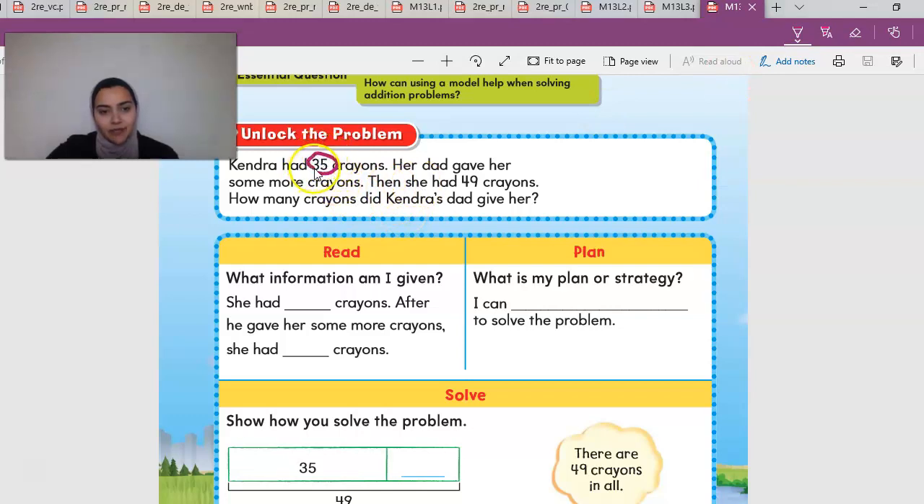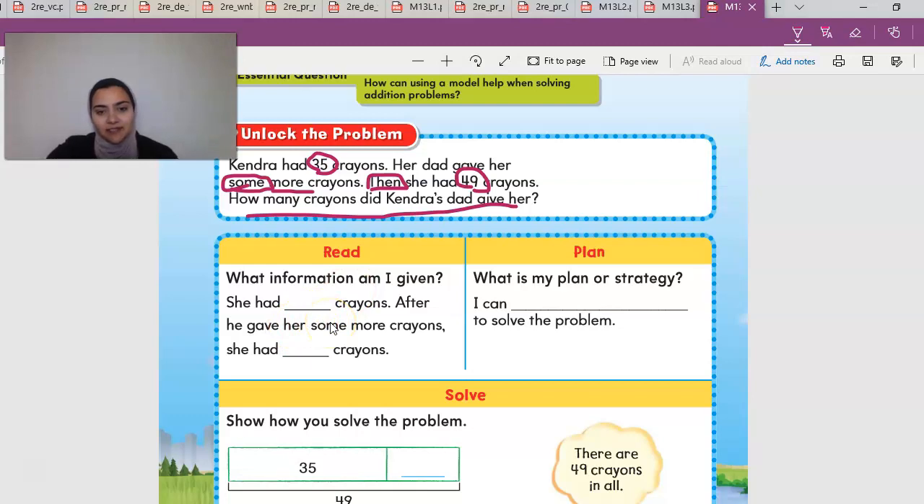Let's circle what we do know. We know her dad gave her some more. Some, box that. That means empty box. More means add. Then is important too. I definitely box that. That means equals. Then she had 49 crowns. The question is, how many crowns did Kendra's dad give her? Underline the question.